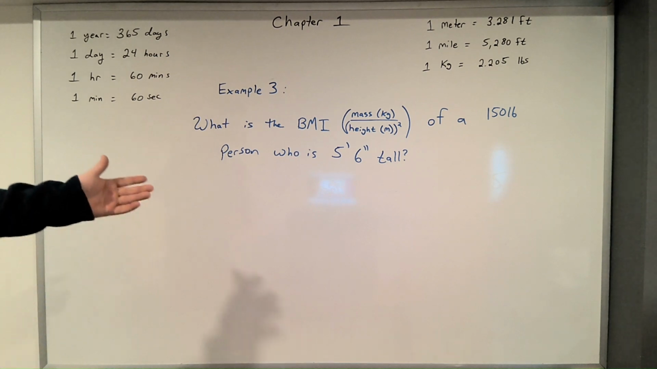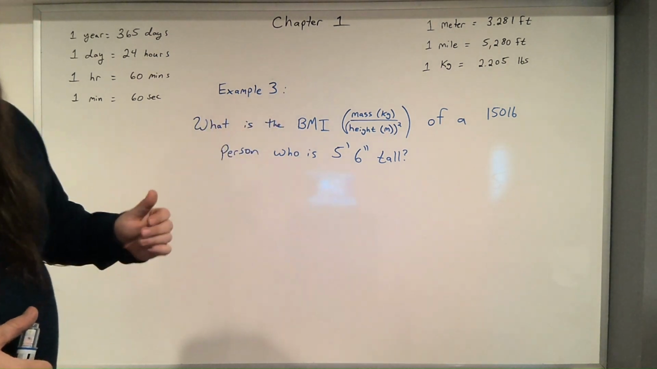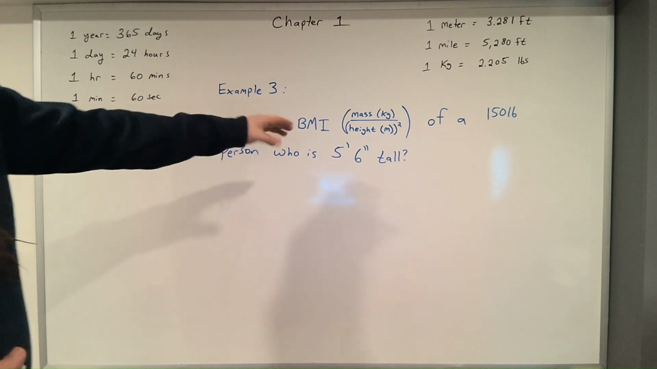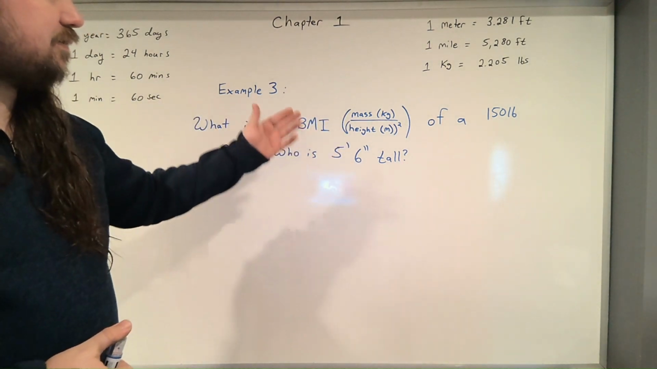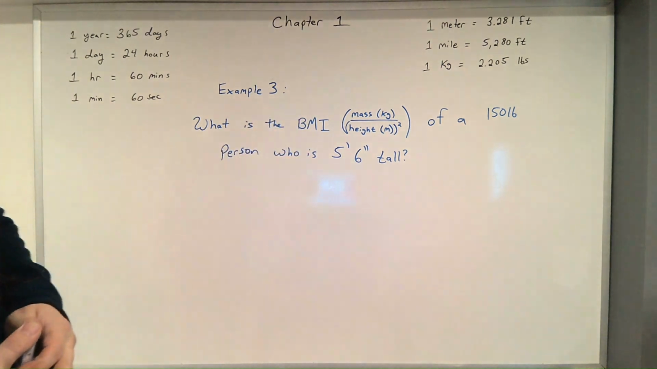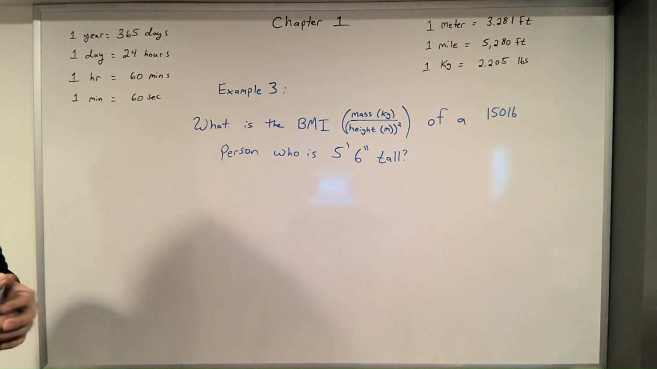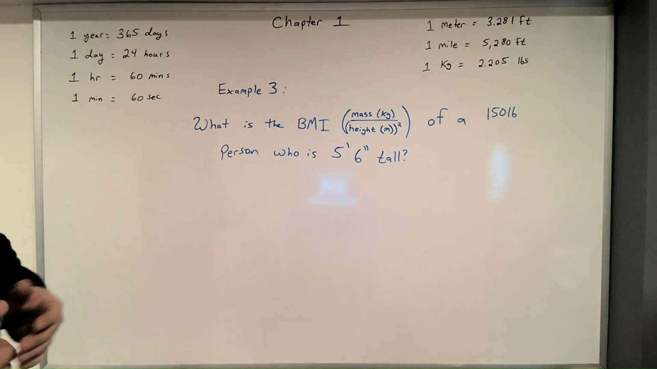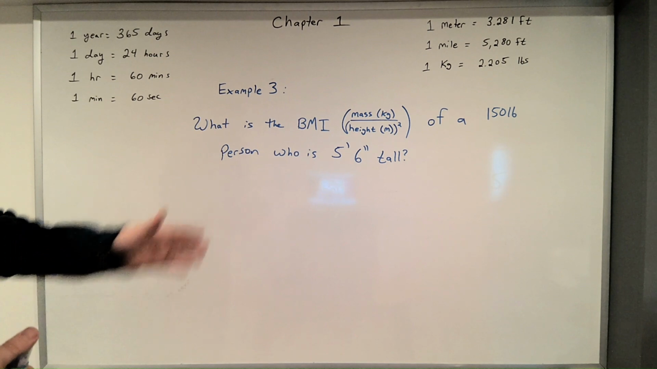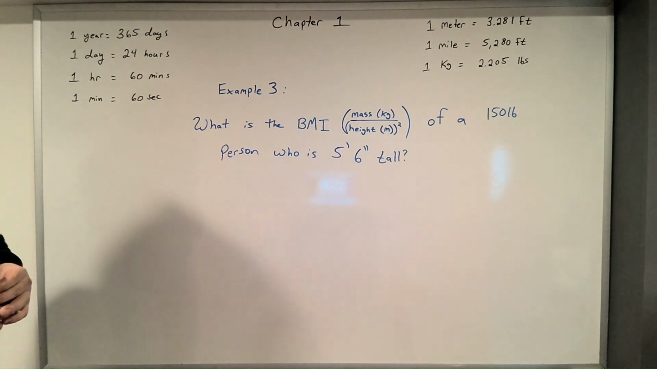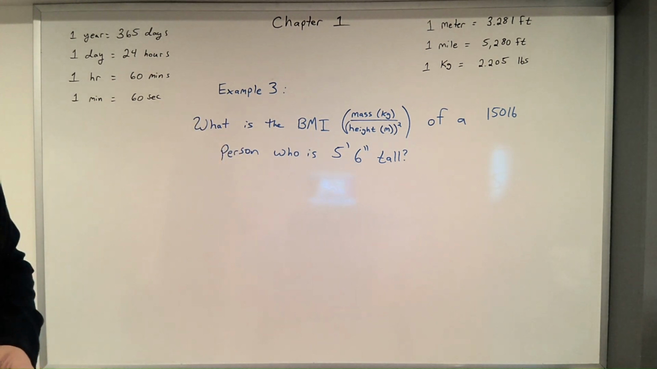So for this one, what we're looking for is the BMI. Okay, the BMI of a person is their mass over their height squared. Okay, it has to be kilograms over meters squared. So they're using all SI units for a BMI. The person of interest is 150 pounds. Okay. And the person who is 5'6" tall.